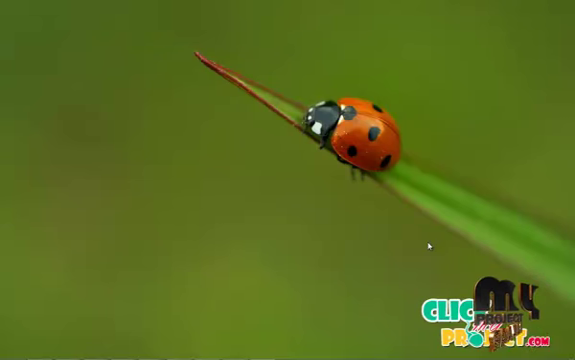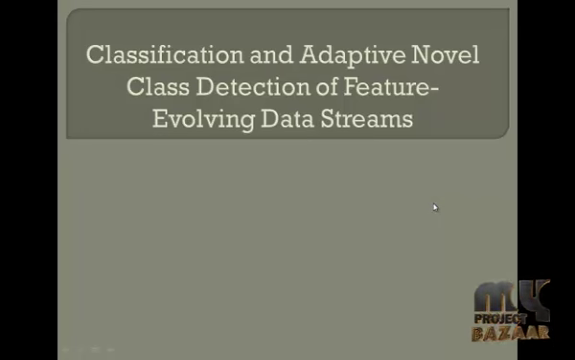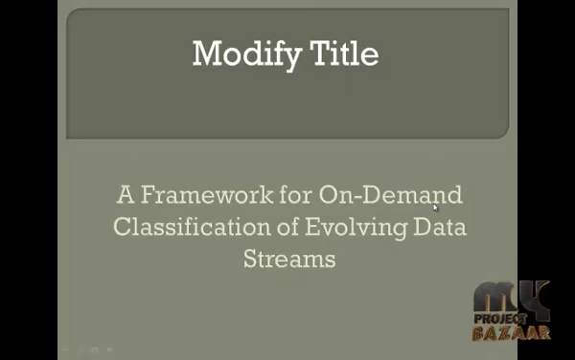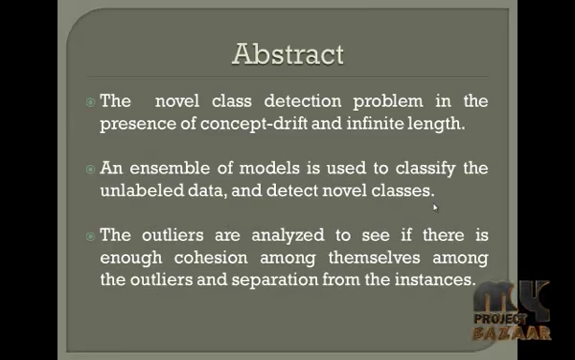Now I am going to explain the project: classification and adaptive novel class detection of future evolution data stream. Modified title: a framework for the on-demand classification of evolution of data stream. Abstract: a novel class detection problem in the presence of concept drift and infinite length.